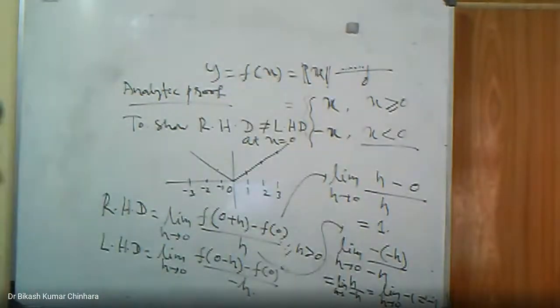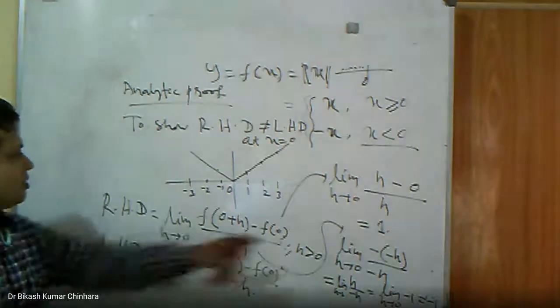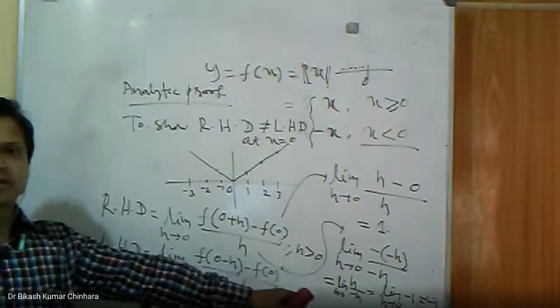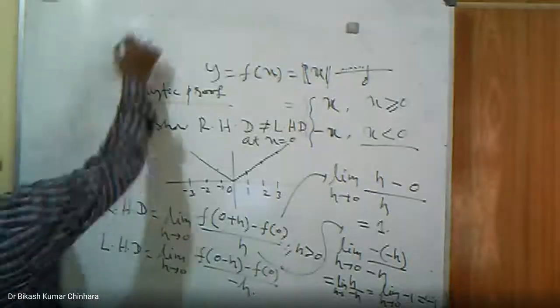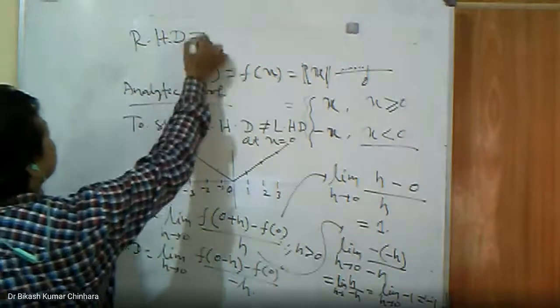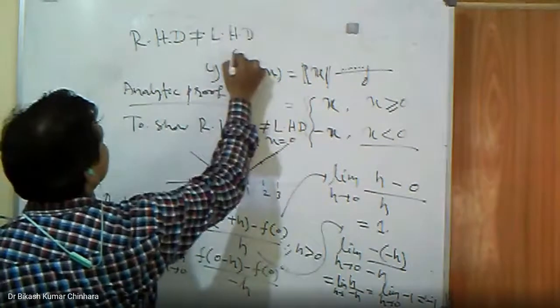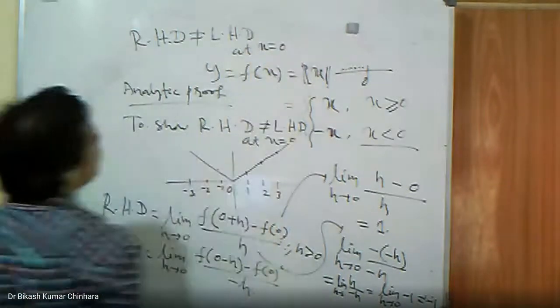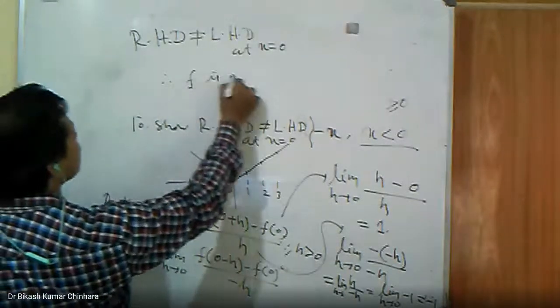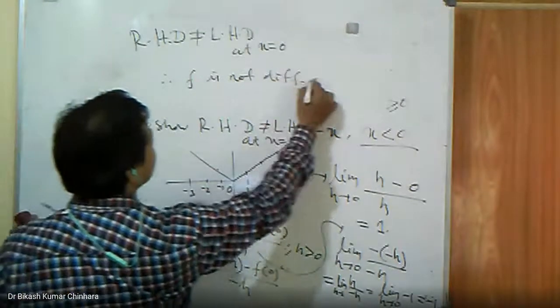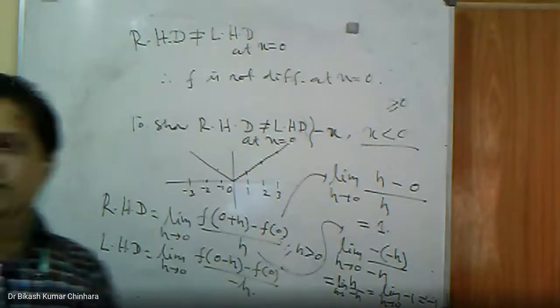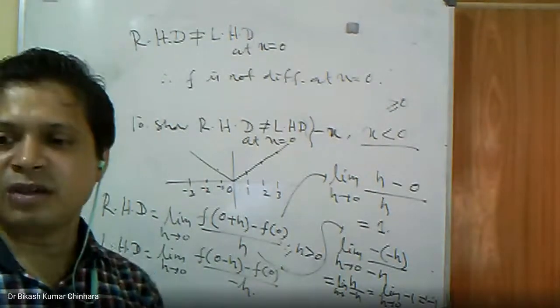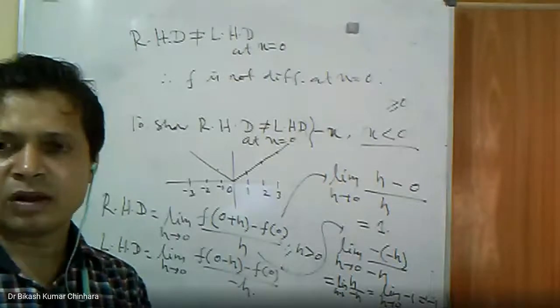Okay. So your RHD here is 1, but LHD is computed as minus 1. Is it clear? So that's why you can say that RHD is not equal to LHD at x is equal to 0. Therefore, f is not differentiable at x is equal to 0. Okay. So in this way, we are dealing with the problem on differentiability.